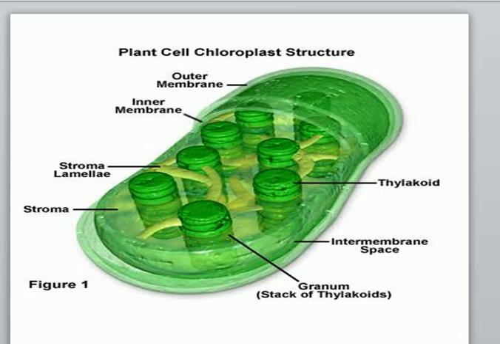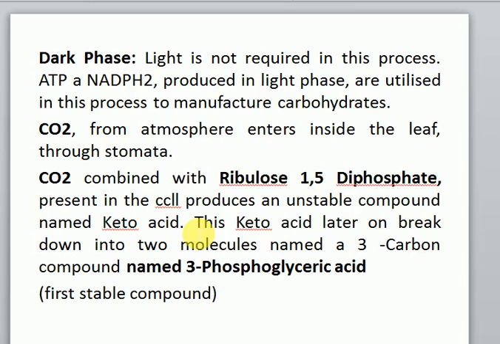So now looking at the dark reaction stage, light is not required in this process. ATP and NADPH plus that were produced in the light reaction stage are utilized in this process to manufacture what? Carbohydrate. In this case, that carbohydrate is your monosaccharide, which is glucose. Now the first thing I want you to please pay attention to here is CO2. Now I told you from the beginning that CO2 will be reduced, right?